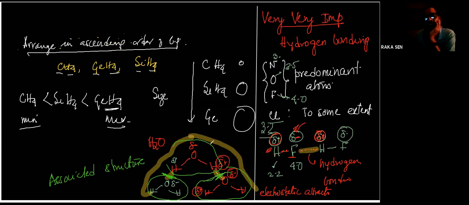Similarly out here, you'll be having O out here, you'll be having H out there. Once again, there will be hydrogen bonding between these. So you have to break all these strong electrostatic attractions towards each other. That means the boiling point goes on increasing.